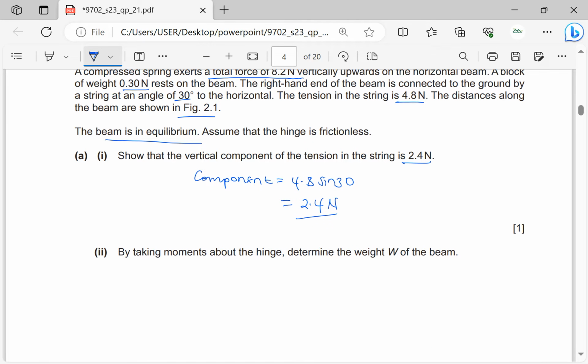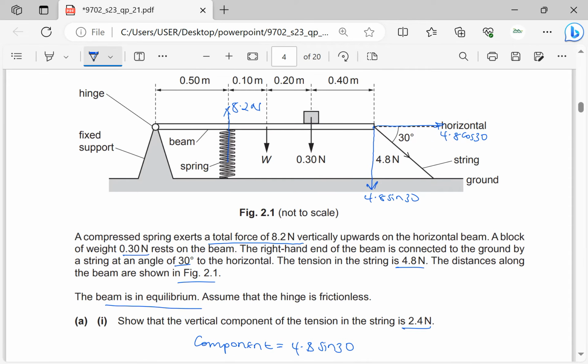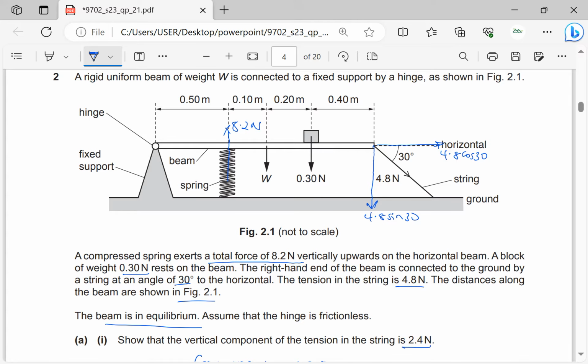By taking moments about the hinge, determine the weight W. So let's go and take moments about the hinge. We are taking moments about this fixed point here. The force from the spring will exert a moment in this direction because it is pushing the beam upward. So it will cause an anti-clockwise moment. The weight is pulling the beam downward, so it is causing a clockwise moment. The 0.3 newton is also pulling it downwards, causing a clockwise moment. The force 4.8 sine 30 is pulling the beam downwards. It is causing a clockwise moment.